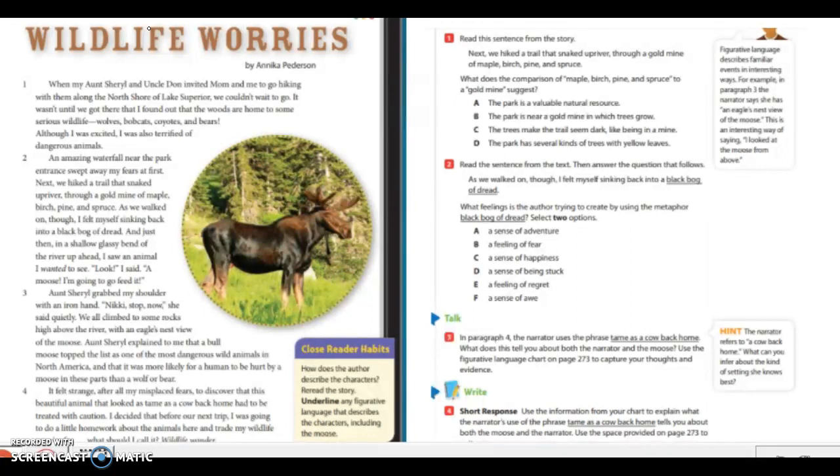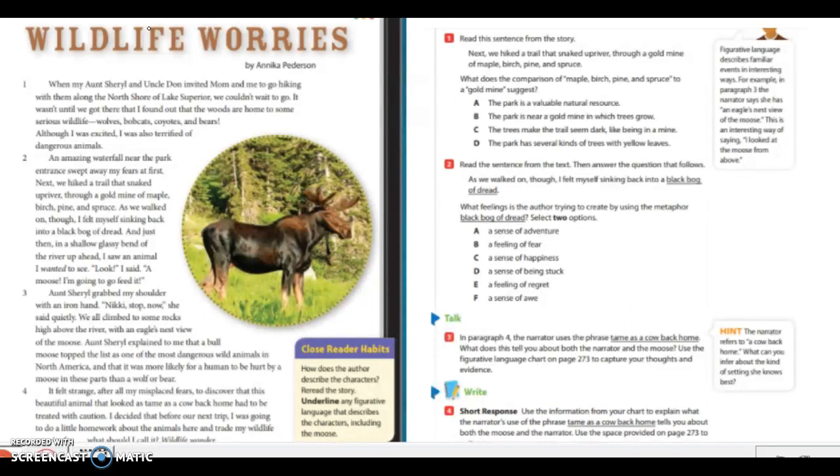Paragraph 4. It felt strange, after all my misplaced fears, to discover that this beautiful animal that looked as tame as a cow back home had to be treated with caution. I decided that before our next trip, I was going to do a little homework about animals here and trade my wildlife worries for, what should I call it? Wildlife wonder.